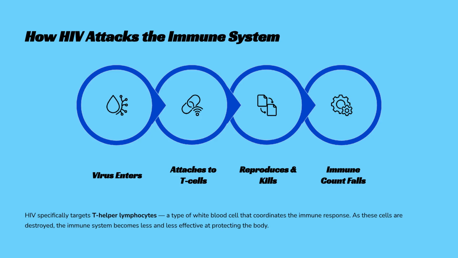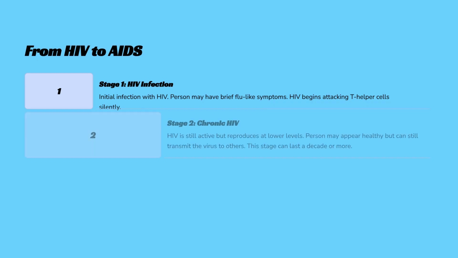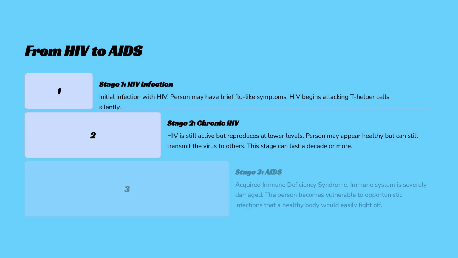HIV specifically targets T helper lymphocytes. As the virus enters, attaches, reproduces, and kills these cells, the immune count falls, making the body highly vulnerable to disease. HIV progresses through 3 distinct stages. First, the initial infection, which may cause flu-like symptoms. Second, a chronic phase where the virus is active but reproduces at lower levels, sometimes lasting a decade. Finally, Stage 3, AIDS, where the immune system is severely damaged.